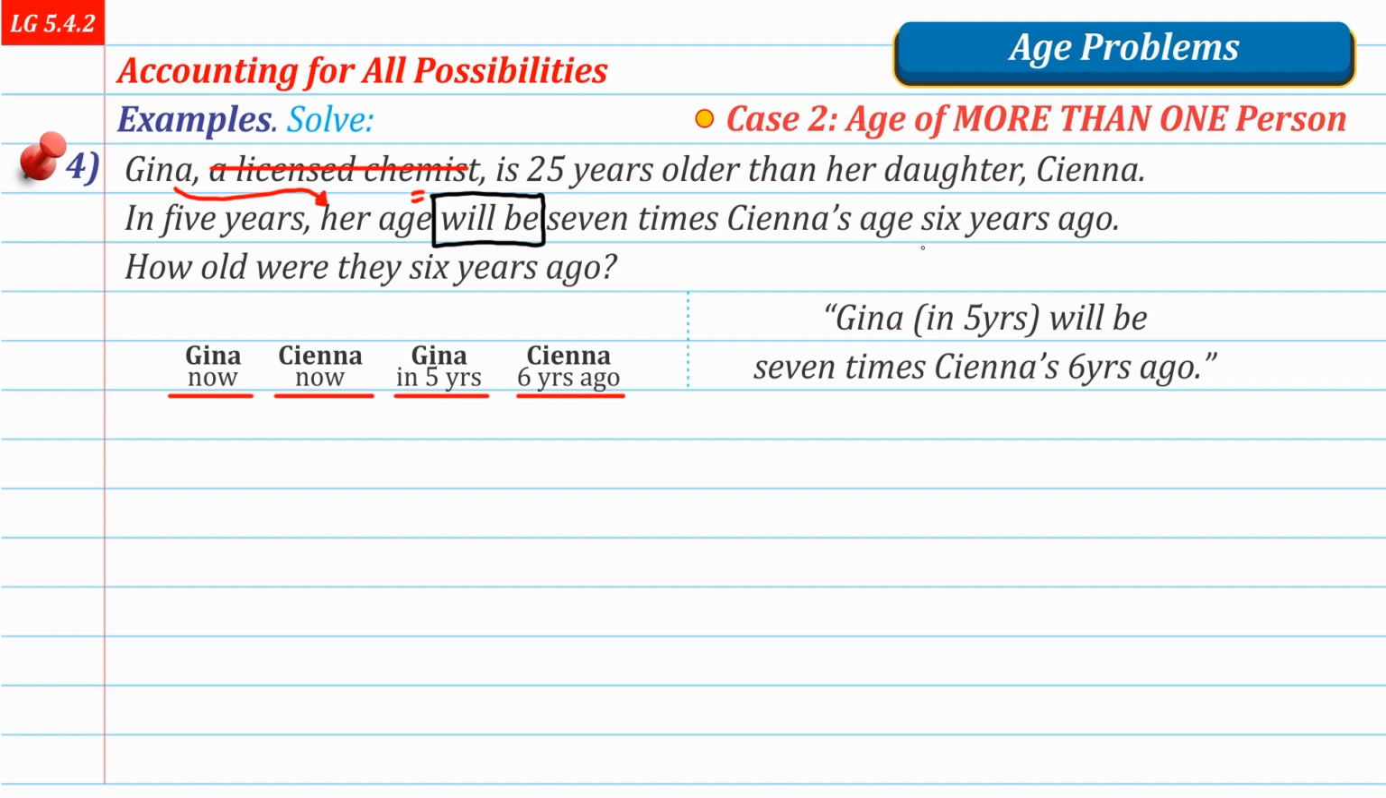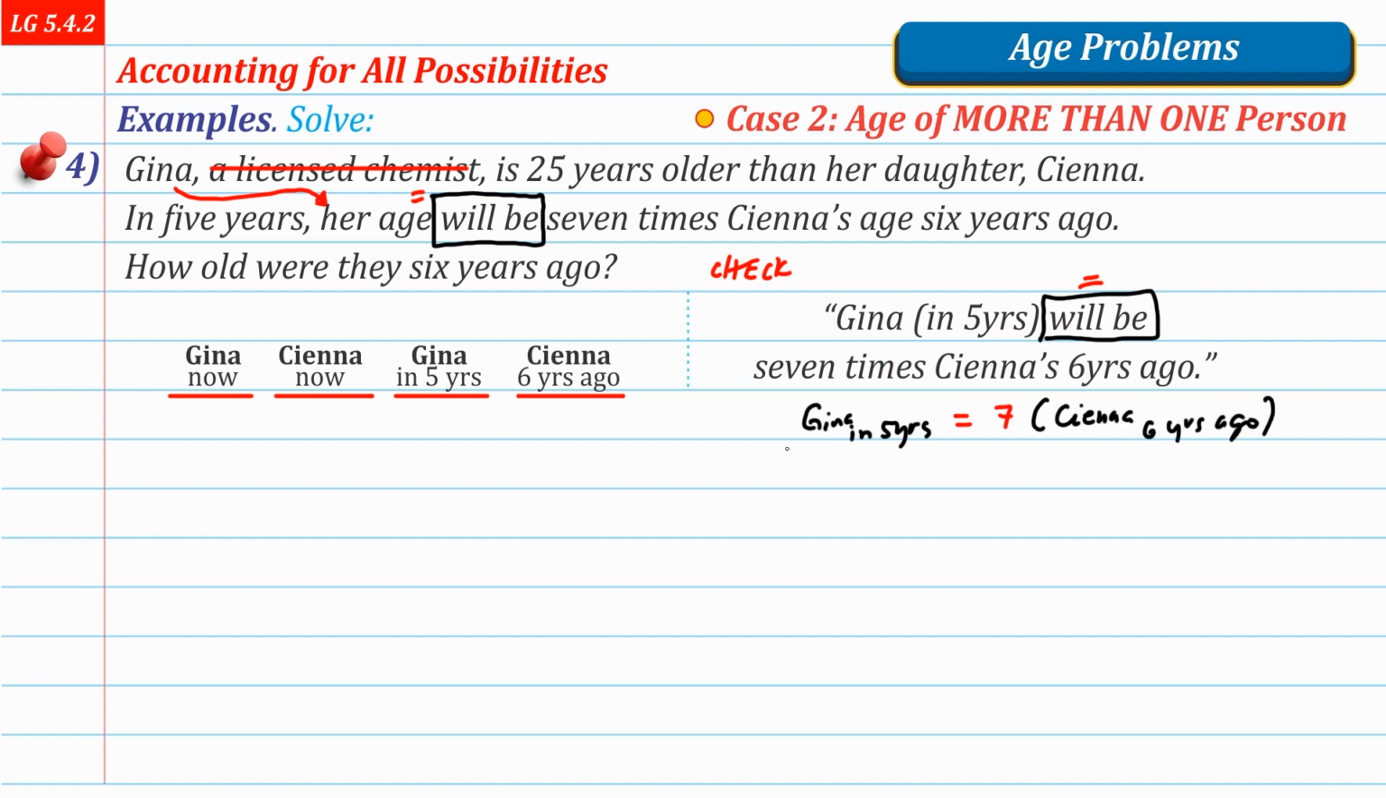Do you see that, guys? Ito po yung kailangan nating i-check. So, Gina in 5 years will be. Itong will be is an equal sign. So, that means, anong kailangan mo i-check? Gina in 5 years will be. Dapat equal siya 7 times Shena 6 years ago.